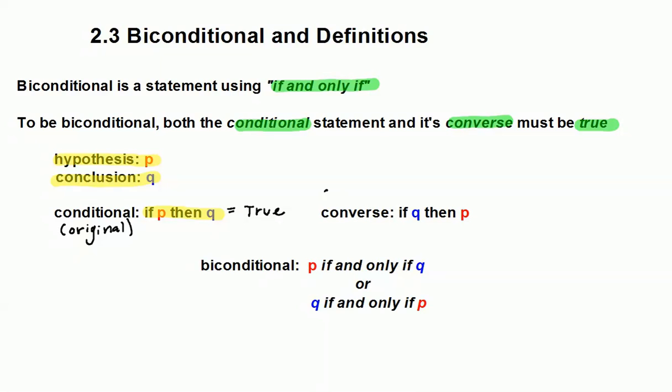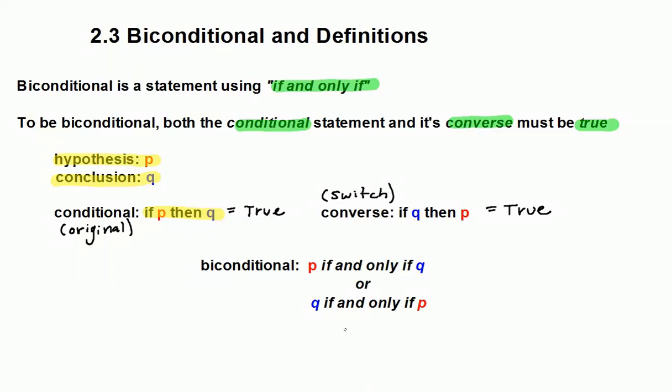The converse is known as our switch. Once we do the converse, which is to switch the hypothesis for the conclusion and the conclusion for the hypothesis, if we read this statement and it turns out to be true, then what you end up with is called a biconditional. The biconditional can be written as P if and only if Q, or as Q if and only if P. You can write it both ways because once both are true, they're switchable. That's why it's called biconditional.